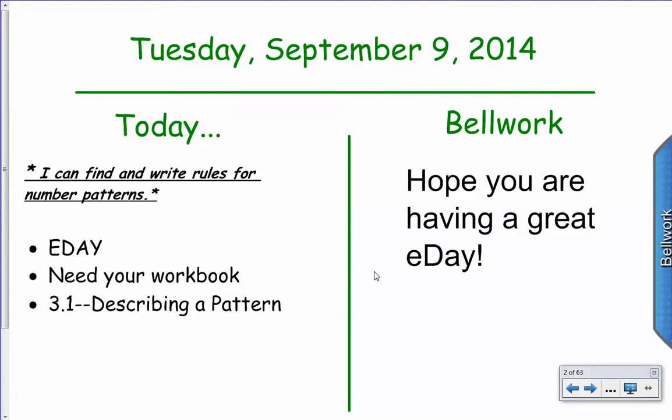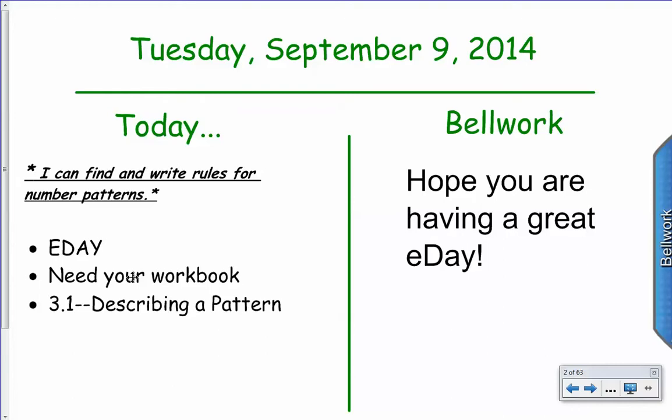I hope that you are having a fantastic and very productive E-Day so far. Today in math, we are going to be starting a new chapter, chapter 3, which is about using patterns to help us solve math problems. Today we're going to be talking about how to describe a pattern and how to write rules for number patterns.